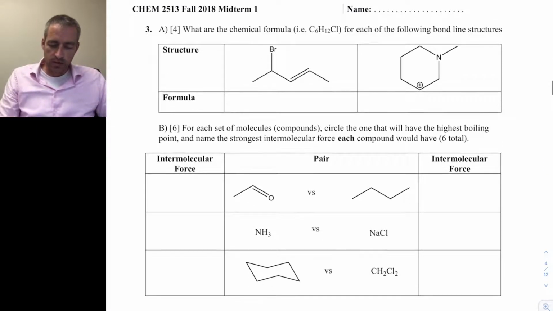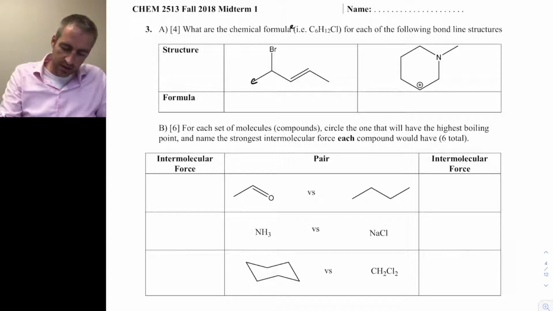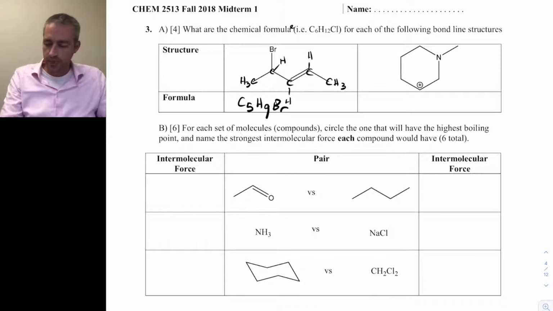Question 3 says, what are the chemical formulae, i.e. C6H12, whatever, for the following bond line structures? So this is making sure that you count correctly everything that's there. So this has a carbon, carbon, carbon, carbon, carbon, so it'll be C5. It's H3, there's a hydrogen there not shown, hydrogen, hydrogen, H3. That becomes 3, 4, 5, 6, 7, 8, 9, Br. This is just testing to make sure that you can tell how many atoms there are that aren't shown in these structures, and maybe your basic counting skills as well.